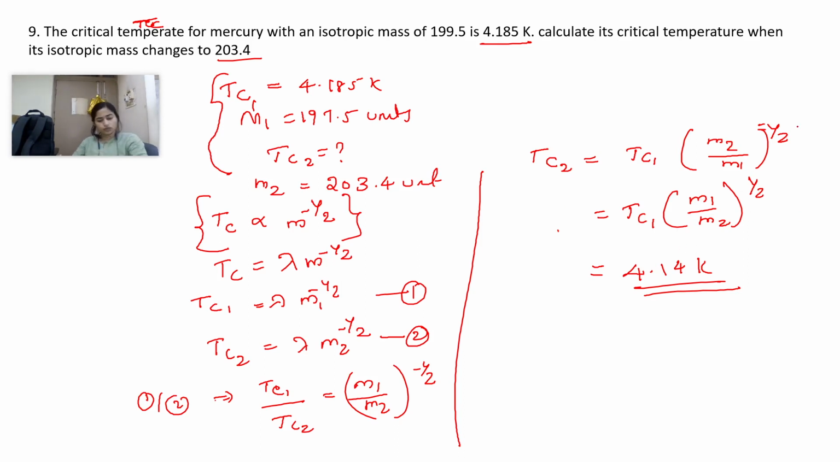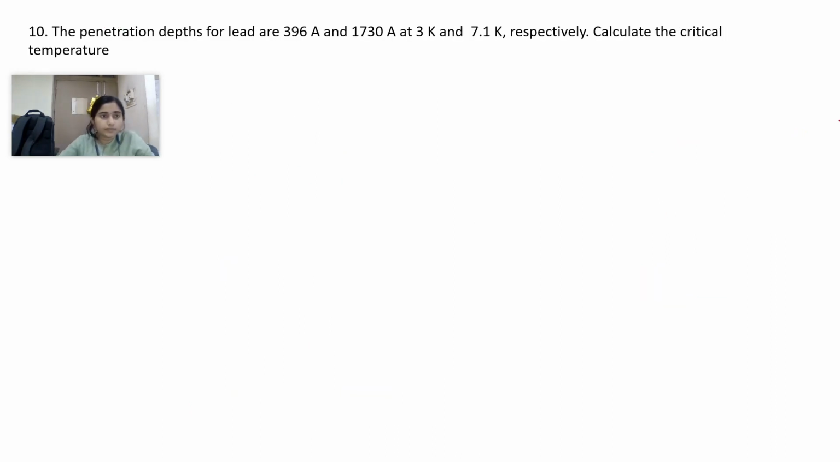Now the next problem is also a similar kind of problem. It is related to penetration depth. The penetration depths of lead are 396 angstrom and 1730 angstrom at 3 Kelvin and 7.1 Kelvin respectively. Calculate the critical temperature. You have to calculate the critical temperature for this situation.